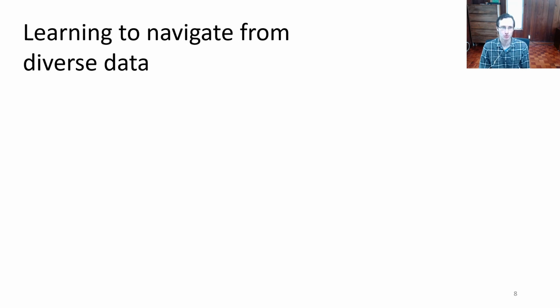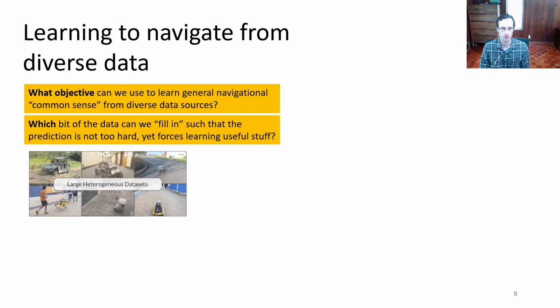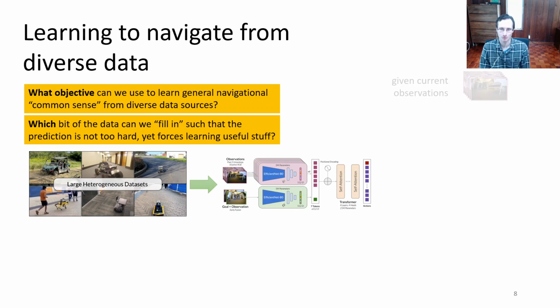So how can we do this with navigation? Which bit of data can we fill in such that prediction is not too hard, yet forces the model to learn useful stuff? Now, we could remove parts of the actual navigational trajectories, like the images themselves, and try to fill those in. That's a little tricky because that requires us to generate images, which is possible, but it has a lot of extraneous things. Like, for example, being able to generate the color of the walls is probably not the most crucial thing for learning navigational affordances.